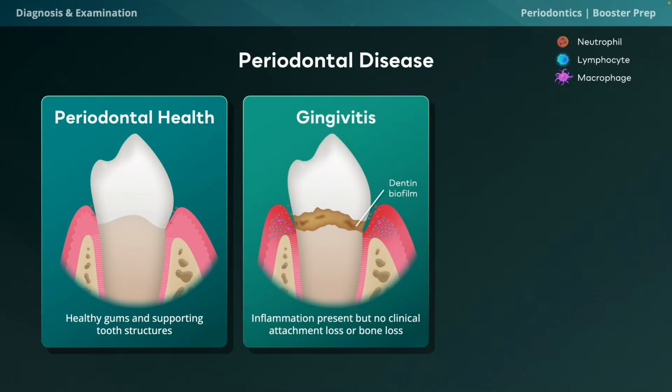The next is gingivitis. Gingivitis is when there's inflammation but no clinical attachment loss or bone loss. So gingivitis starts when the accumulation of bacteria on the tooth surface forms subgingival plaque, which presents a microbial challenge to the host. If this plaque is left for too long and not adequately removed through oral hygiene, the inflammatory response in the host is upregulated by the immune system.